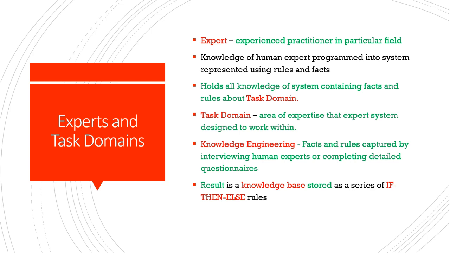So the task domain then is an area of expertise that the expert system is designed to work with, and that's essentially the best way to talk about it. Task domain, an area of expertise that an expert system is designed to work with. And then within it, you have all this knowledge of the system which contains facts and rules, which is in your knowledge base. You then have knowledge engineering, which we talked about, is facts and rules captured by interviewing human experts or completing detailed questionnaires, and the result is your knowledge base stored in a series of if-then-else statements. I include that second time because it's really, really important.